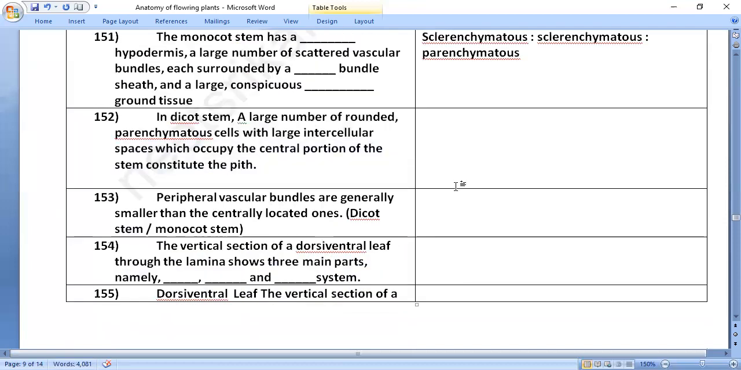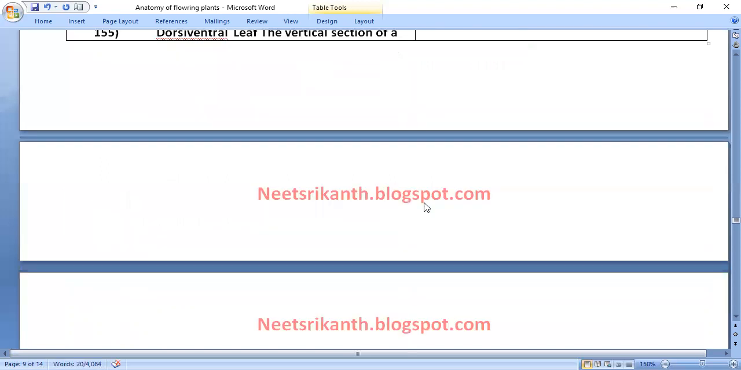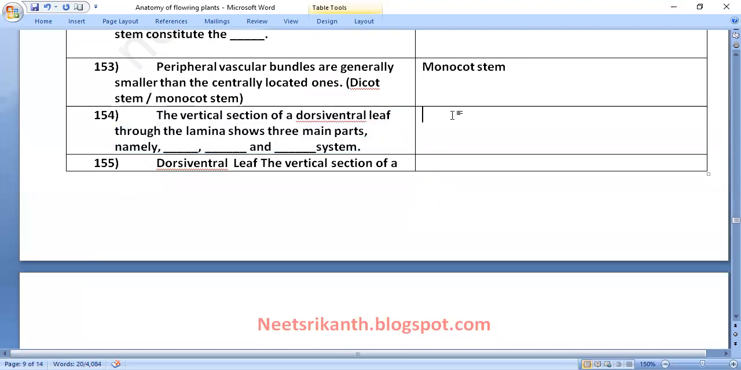In dicot stem, a large number of rounded parenchymatous cells with large intercellular spaces which occupy the central portion of the stem constitute the pith. Peripheral vascular bundles are generally smaller than the centrally located ones. Is it in dicot stem or monocot stem? In monocot stem.